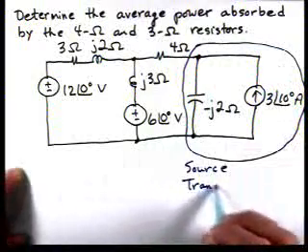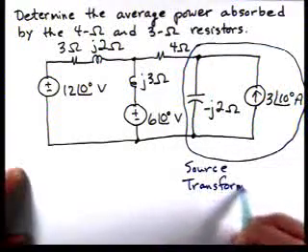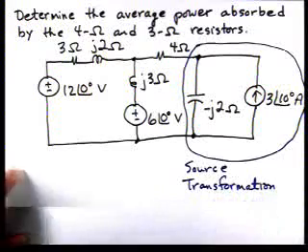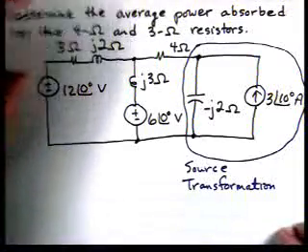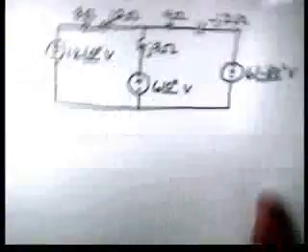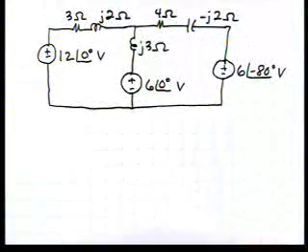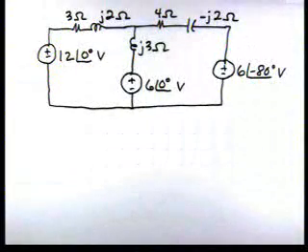So we're going to convert this current source in parallel with an impedance into a voltage source in series with an impedance. And when we do that, here is the resulting circuit. So here's our circuit now.